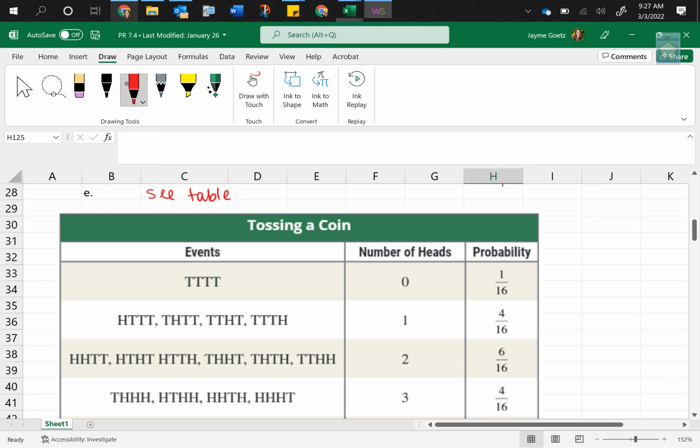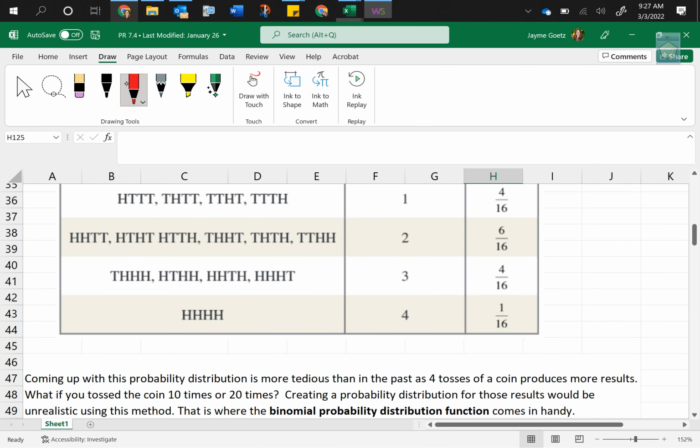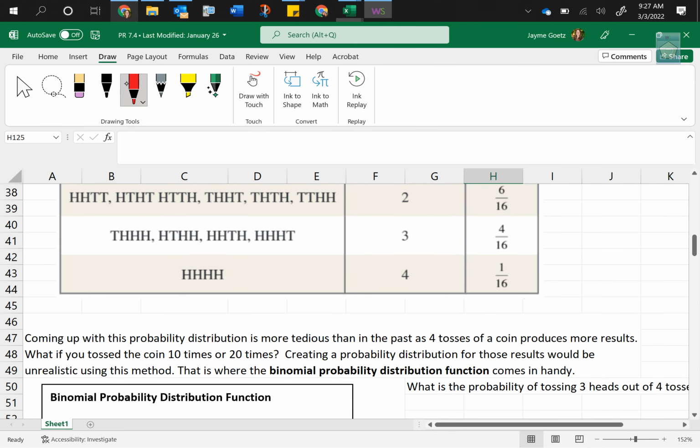Okay? Now, when you have a table, it's really nice because you can list all of those possible outcomes, and you can figure out how many have 0 heads, how many have 1, how many have 2, how many have 3, and you can organize it, and you can see clearly what the probability is going to be. But coming up with this probability distribution is a lot more tedious than in the past, as 4 tosses of a coin produces more results. When we had 3 tosses of a coin, we could easily organize those 8 outcomes. Then we had 4, we could even easily organize those 16 outcomes.